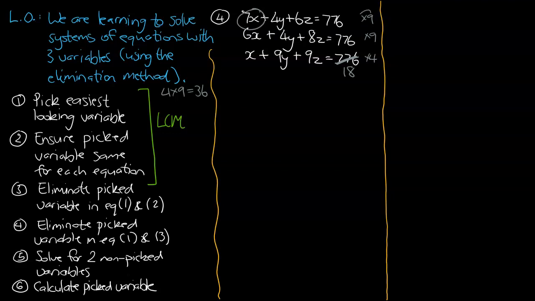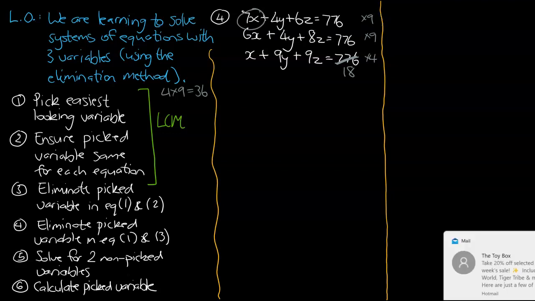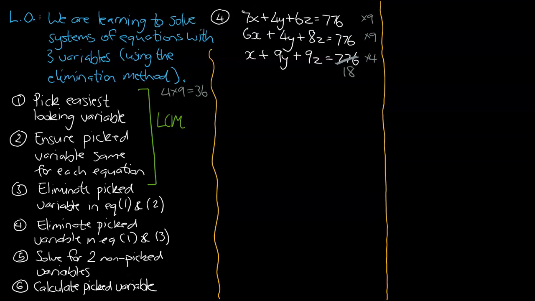So we've got 7x times 9 is going to be 63x. We've then got the 4y times the 9. That's going to be the 36y that I was talking about. So that 36 number is really important. That'll help us cancel out. We've then got the 6z times the 9. That's going to be 54z. And that will be equal to 776 times 9. I've already done that maths. That's 6,984.